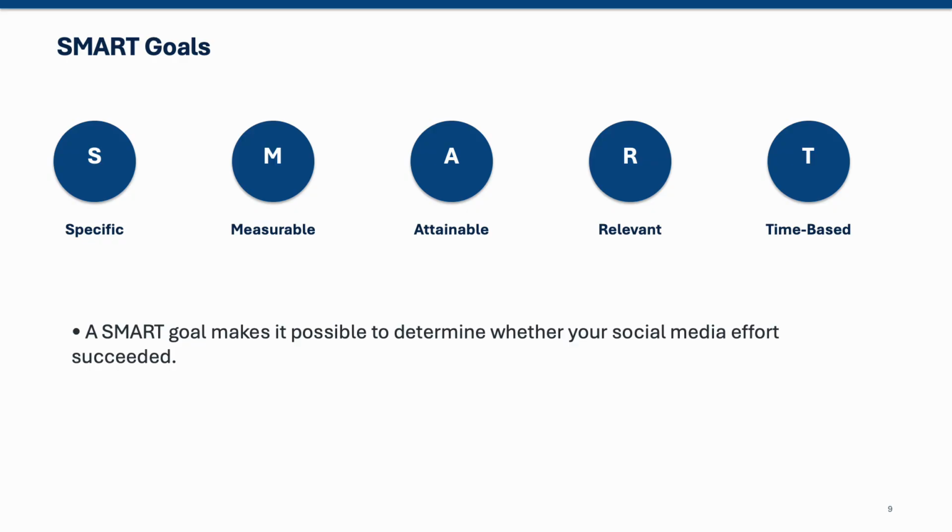And when we move from a broad goal to something more measurable, SMART gives us the useful framework that we need. Your goals or objectives should be specific, measurable, attainable, relevant, and time based. If I simply say that I want to increase engagement, that doesn't tell me enough. How much do I want to increase it by? Among whom or on what platform, and by when? Adding these elements makes it possible for us to determine later whether we actually succeeded.